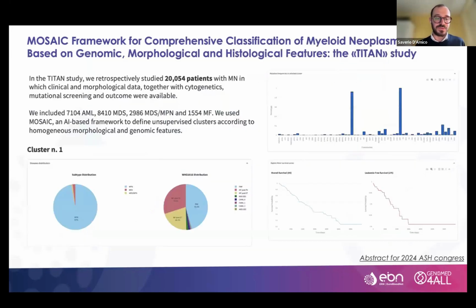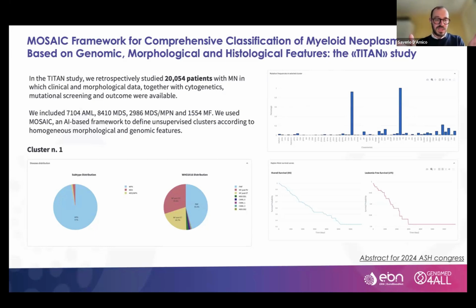An example of application of this framework is in our very last research about a comprehensive classification of the myeloid neoplasms, based of course on multimodal information such as genomic, morphological, and histopathological features. This is called the Titan study because it is a very huge study. We collected more than 20,000 patients with different myeloid neoplasms, between AML, MDS, and so on. And we used the Mosaic framework to create a comprehensive classification based on genomic characteristics.